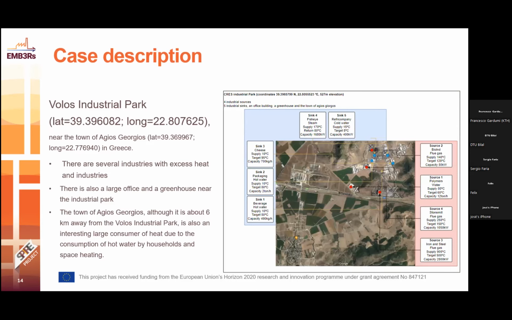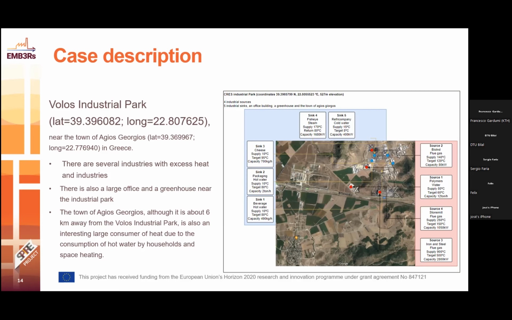All right, so we want to show the platform. We have selected a zone in Greece, which is an industrial park called Volos Industrial Park, and there are several industries in this region with excess heat, and namely we have a steelwork company with temperatures around 900 degrees, and then some polymers company as well as a stone mill, and some bio industry.